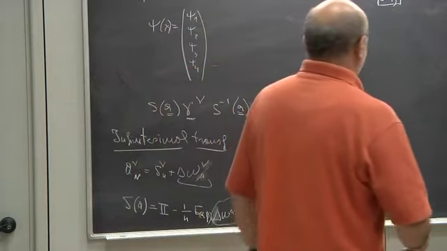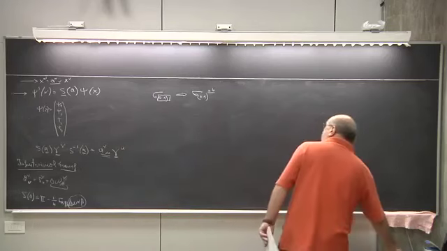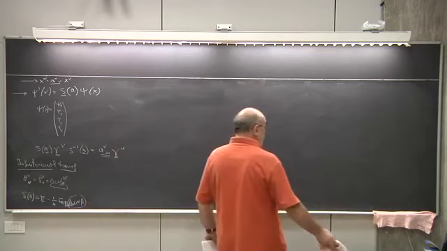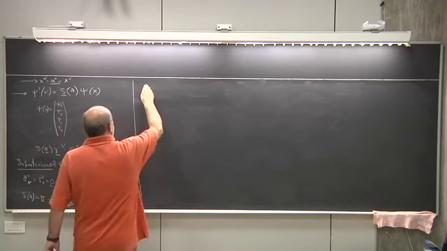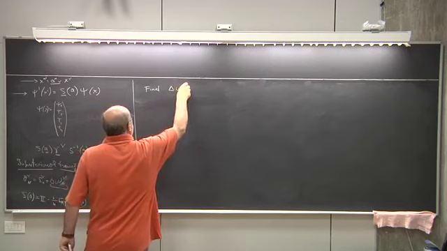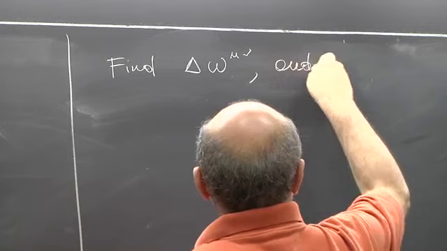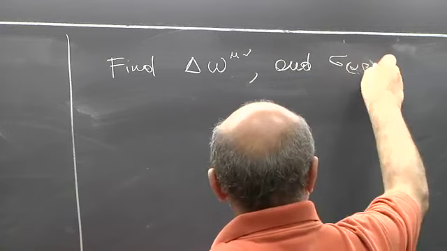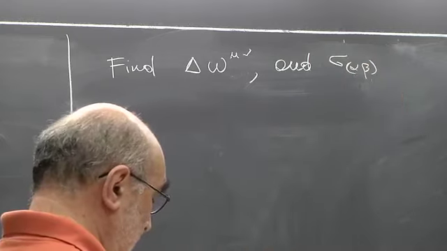We will see what they are. So our goal now is to find both omega and sigma, and we will do it for some particular case. So the issue is to find delta omega mu nu and sigma, let's call them alpha beta, where I put the alpha and beta among the things.